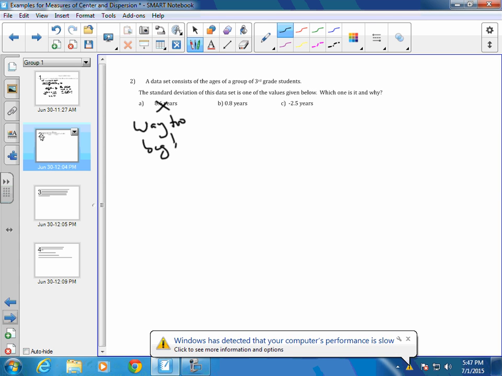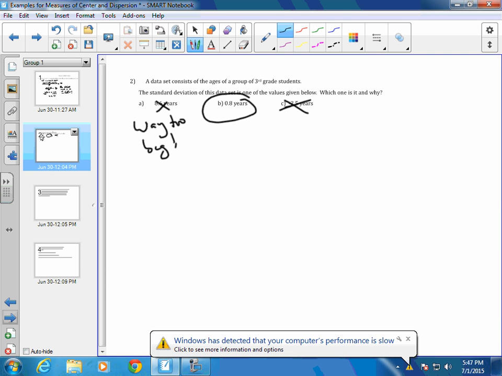B looks good, 0.8 years. We were talking, it's got to be a small value because most of the students are going to be close to the mean age. So I'm thinking that one's it. And then look at this one. This is negative. Standard deviation can't be negative, so that's out. It's got to be B.